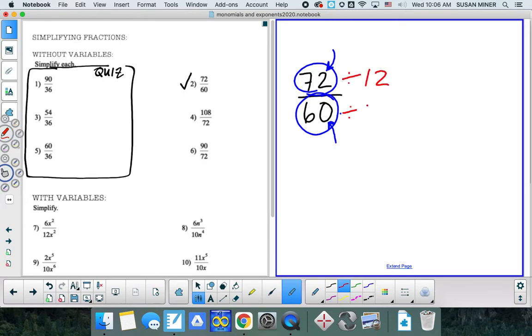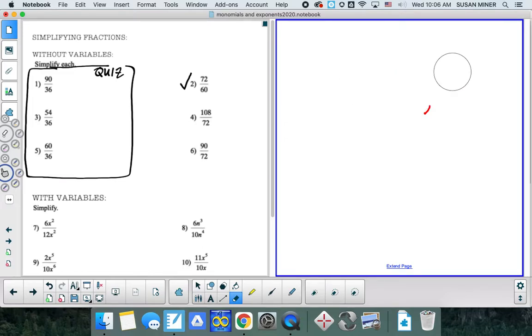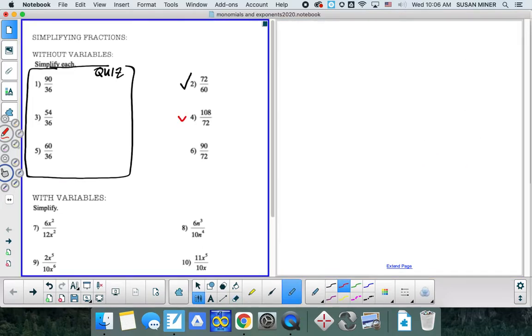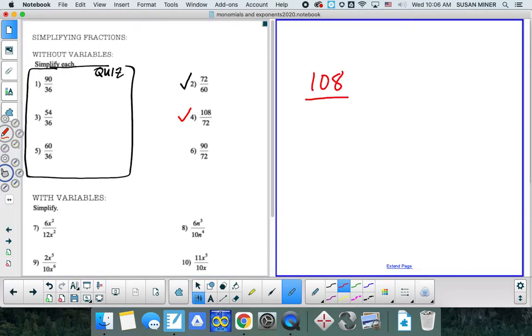So a good idea is practice your multiplication facts, so that during this unit, when you need to reduce fractions, you're getting that practice with your multiplication facts, and you can say, oh, well, those are both multiples of 12, and so this is going to reduce to 6/5, right? Let's try again. Reducing a fraction. Let's try number 4. 108 over 72. I want you to maybe pause the video, see if you can reduce this fraction on your own, then come back, check your work.